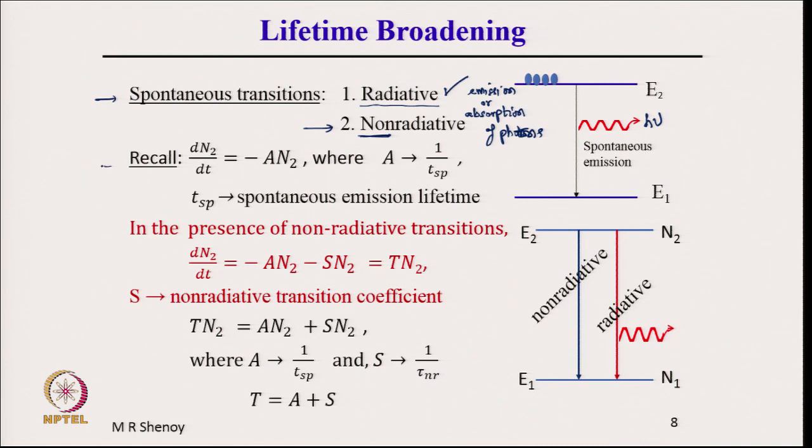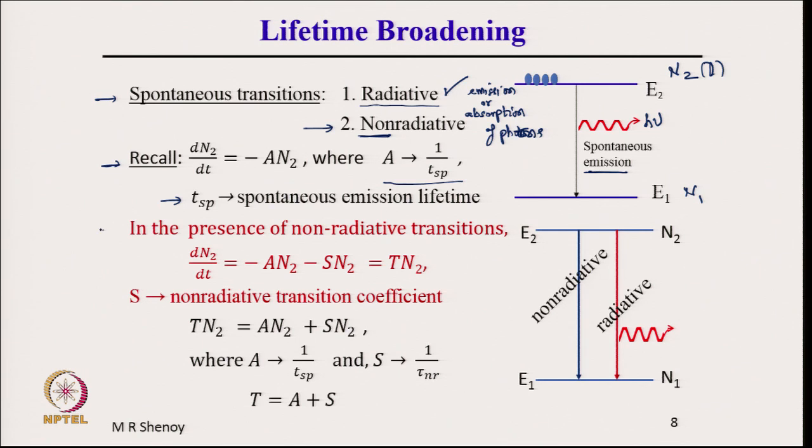Now recall, we had this expression dN2 by dt. If we have N2 number of atoms here and N1 number of atoms, at t equal to 0, with N2 of 0 the number of atoms, then we know that dN2 by dt, the rate of change of atomic number N2, is proportional to N2, and A is the proportionality constant. We have already seen that this A is 1 by TSP. We have considered spontaneous emission, emission meaning emission of a photon, and therefore TSP is the spontaneous emission lifetime.